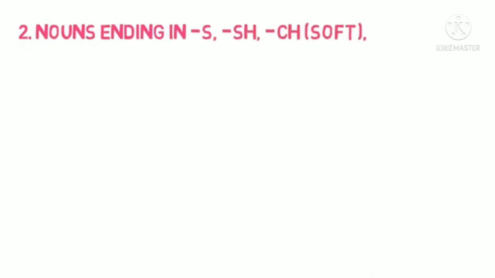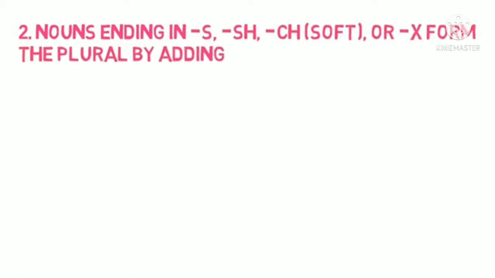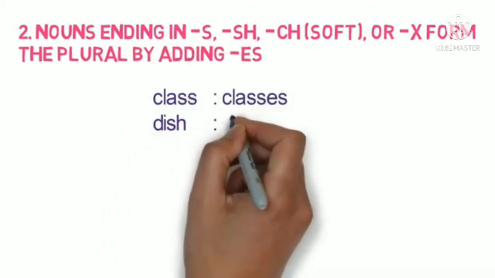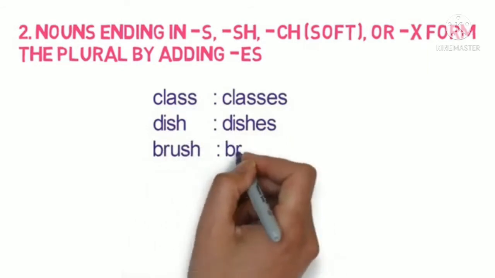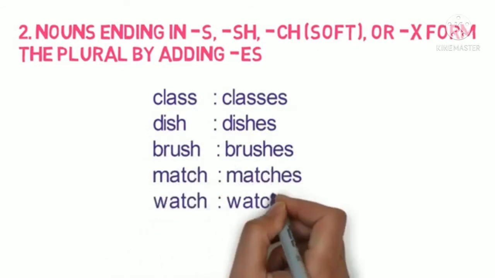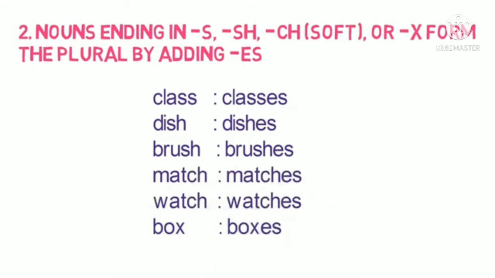Number 2. Nouns ending in s, sh, ch or x form the plural by adding es to the singular. Examples: class, classes, dish, dishes, brush, brushes, match, matches, watch, watches, box, boxes.